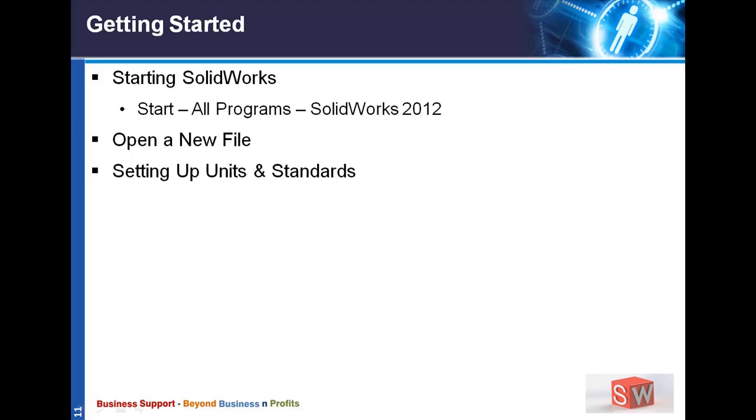Now everyone will be interested to launch SolidWorks on their desktop or PC. To launch SolidWorks, go to Start, All Programs, SolidWorks 2012, or you can click the SolidWorks 2012 icon on your desktop. To open a new file, go to File, New, and then select the template available in the dialog box. And third, you need to set up units and standards for your file. Now let's see how we can do this.